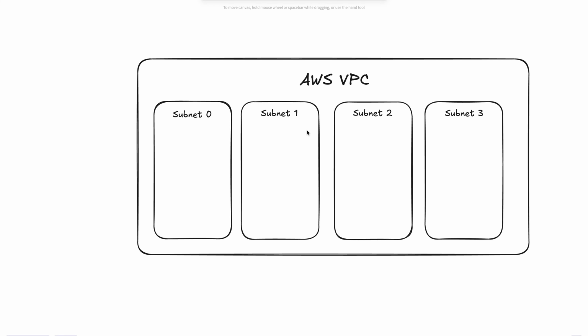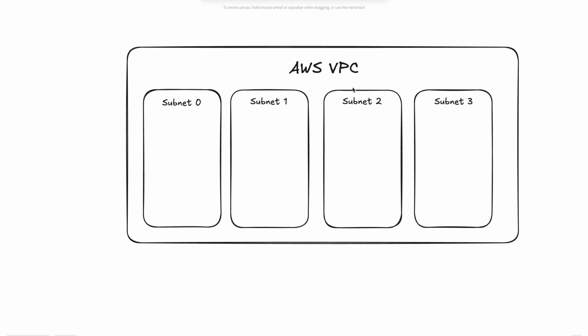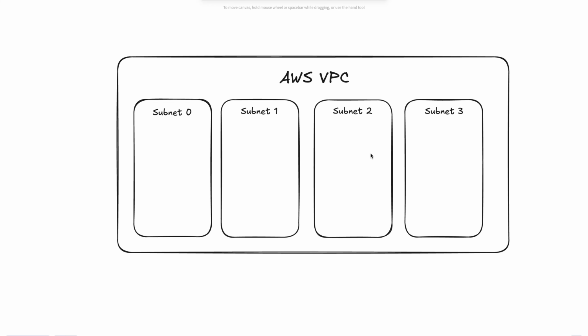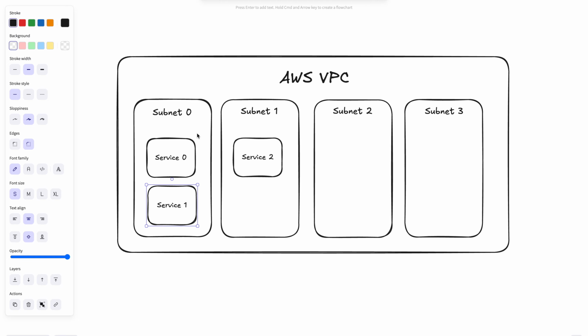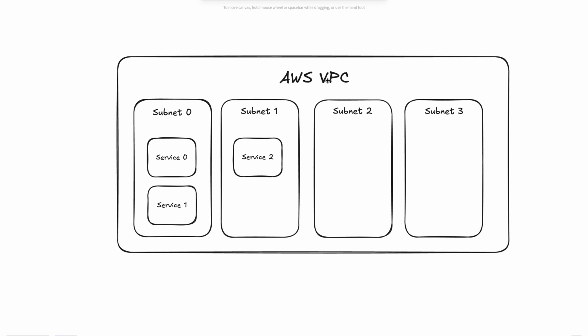So why do we need subnets anyways? Everything that is deployed in our VPC could be interconnected. So let's say we have multiple services deployed to subnets in our VPC. Service 0 and service 1 are deployed to subnet 0 and then service 2 to subnet 1. As far as all of these services are located within the same VPC, they can easily interconnect with each other. So there are no network restrictions to interconnection among these services. But we still have these subnet boundaries.